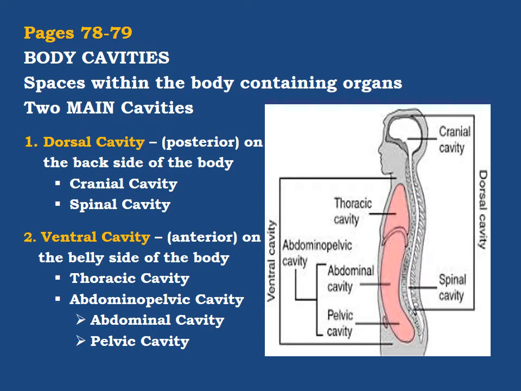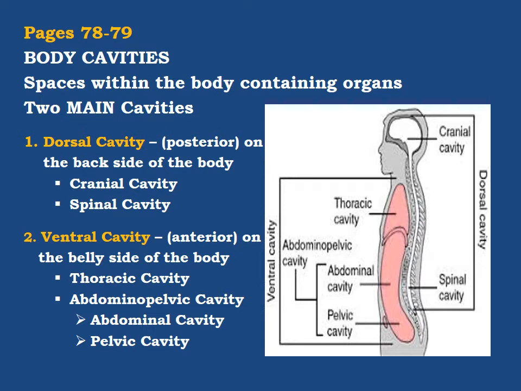Now in the body, according to the book, we have 7 cavities, all right? But these 7 cavities come under 2 main cavities, major cavities. Let's look at the slide now. We have, number 1, the dorsal cavity, and under this dorsal cavity we have other cavities. And number 2, ventral cavity. And under this cavity again we have other cavities.